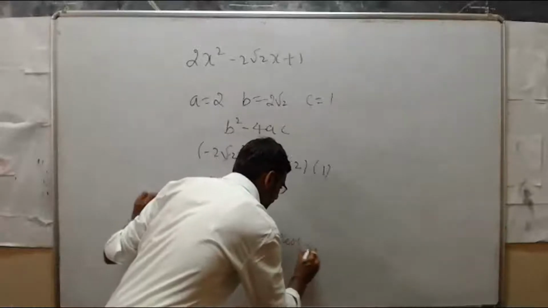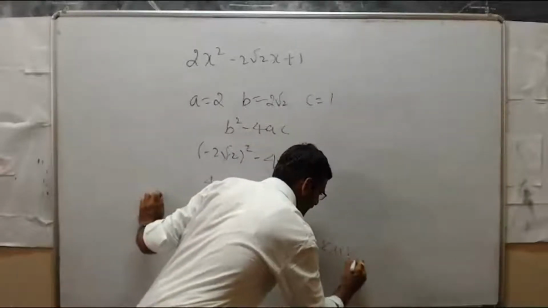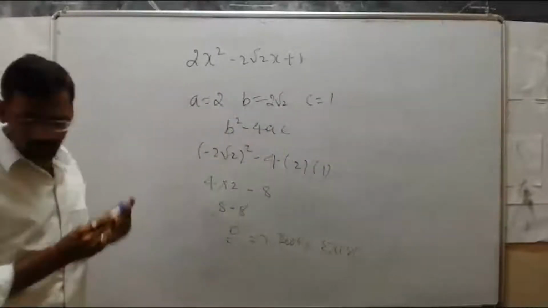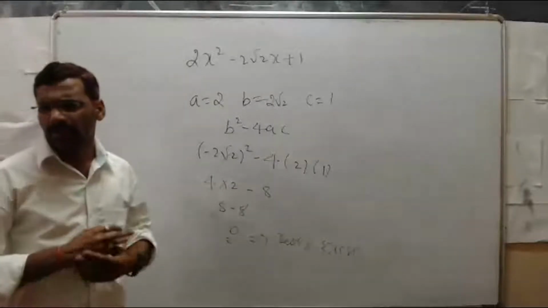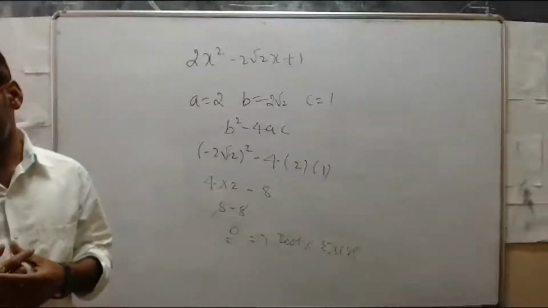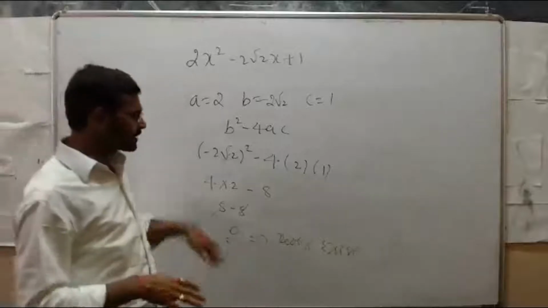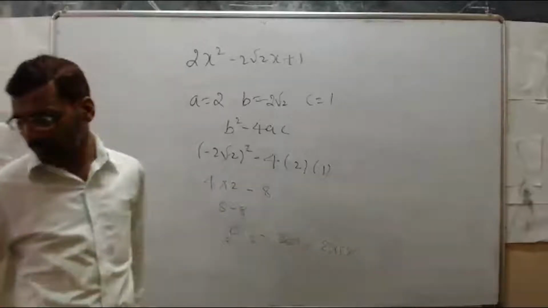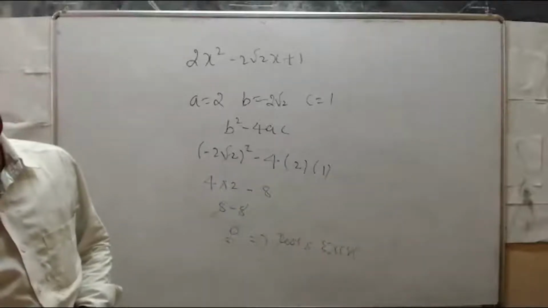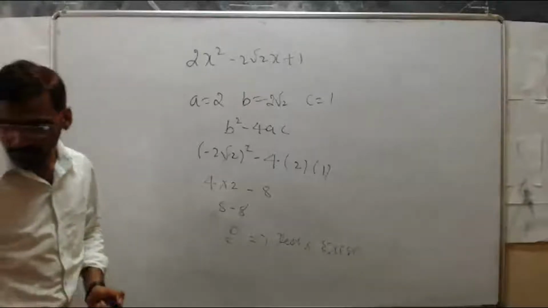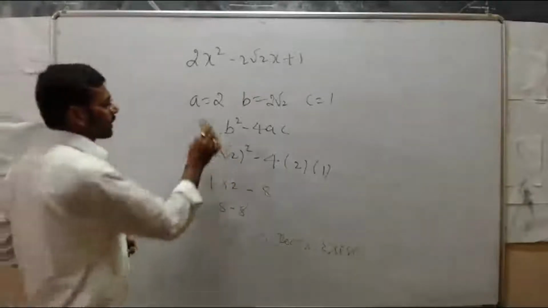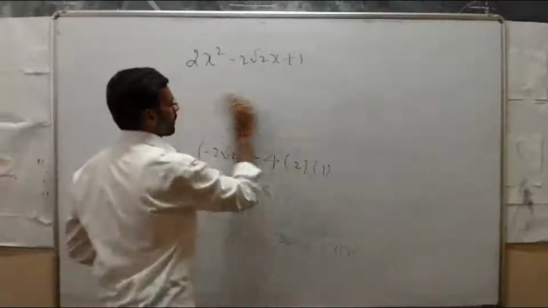It means roots exist. If b square minus 4ac is not negative, roots exist. If roots exist, then we have to find the roots by which formula? By applying the quadratic formula.